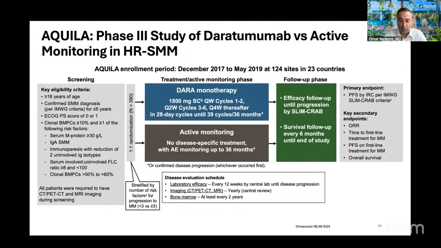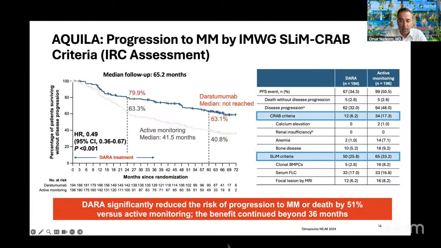And patients were followed quite robustly. They had yearly imaging, bone marrows every 2 years, and labs every 3 months if you were on active monitoring. So really, the active monitoring arm was basically what we aim to do for everybody that's not on therapy. And then patients were followed for the primary endpoint of progression-free survival. And here were the results.